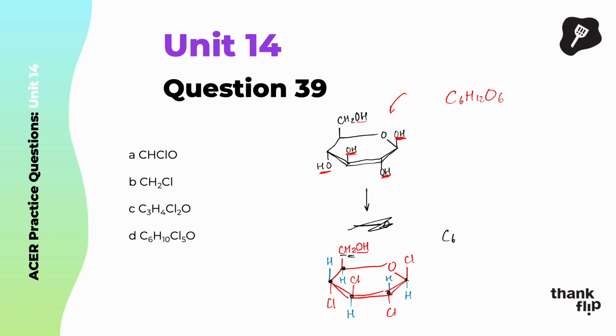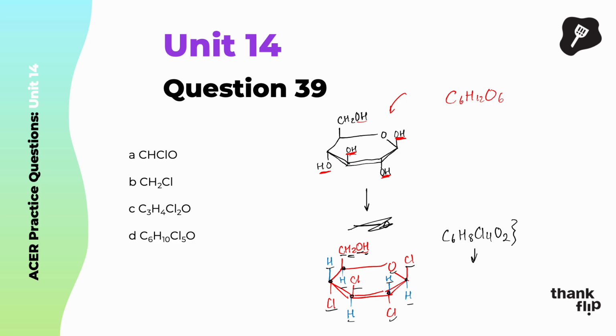So we have 1, 2, 3, 4, 5, 6, 7, 8. So we have H8. Then counting the chlorines, 1, 2, 3, 4 chlorines. And then finally the oxygens, we have 1, 2 oxygens, O2. And this is the molecular formula.